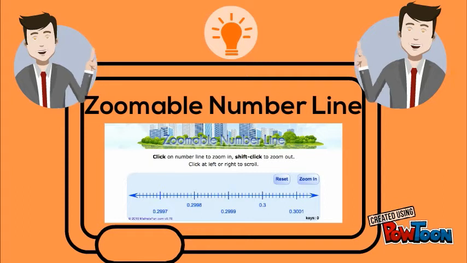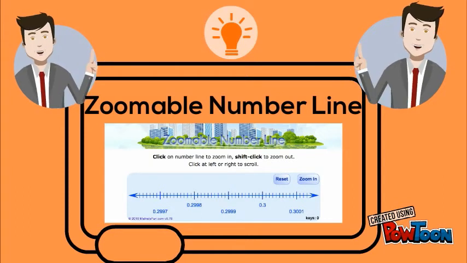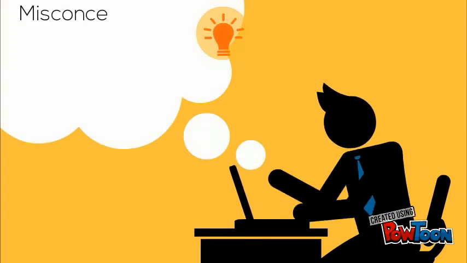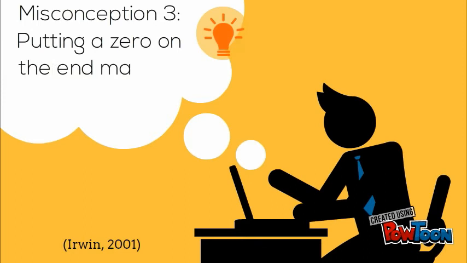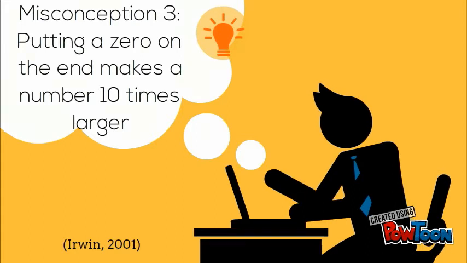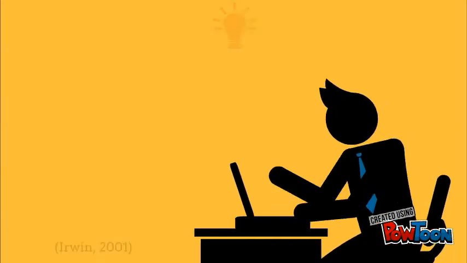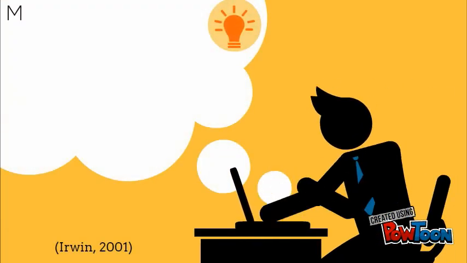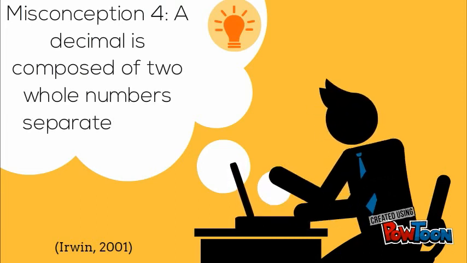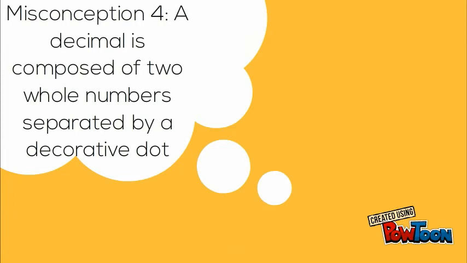Students can manipulate this resource to explore the density of the number system, as it can display tenths, hundredths, and thousandths. A significant misconception common amongst students is that putting a 0 on the end of a decimal makes it 10 times larger. This arises from incorrectly applying their whole number knowledge to decimal fractions. This whole number knowledge transfer is additionally evident in the misconception of students viewing decimal fractions as being composed of two whole numbers that are separated by a decorative dot.